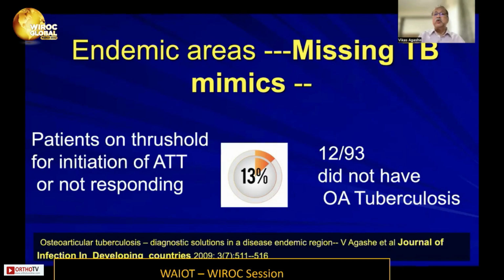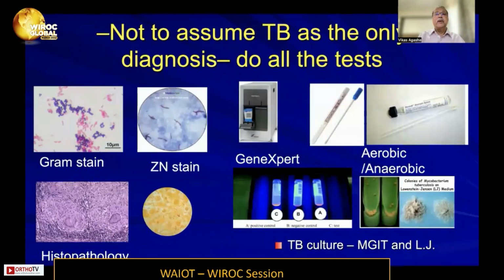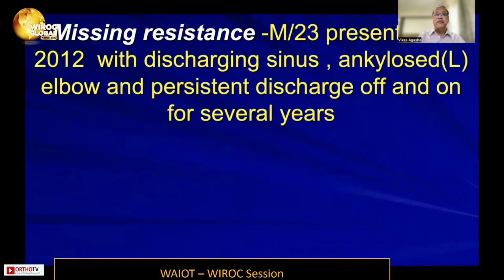This was a study published in 2009 by us, and we studied various patients from all over Mumbai. Out of 93 patients who were on the threshold of starting ATT or were not responding to ATT, 13% did not have tuberculosis, the commonest being pyogenic infections or even metabolic bone diseases. Therefore, we decided not to assume tuberculosis as the only diagnosis and do all the tests. Missing resistance is equally common in endemic areas.